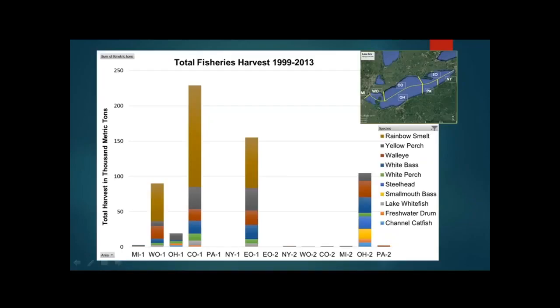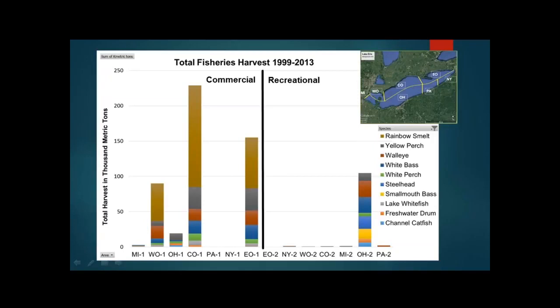Okay, so here are some of my results. This graph shows the aggregated data for 15 years. On my y-axis, you have the total harvest in thousands of metric tons, aggregated for the 15 years. On my x-axis, you see the different regions, where the number 1 means commercial and the number 2 means recreational. So Michigan 1 would be Michigan recreational, then West Basin Ontario, Ohio, Central Basin Ontario, Pennsylvania, New York, and Eastern Basin Ontario. If we just look at the commercial versus recreational, the commercial is much bigger than recreational.